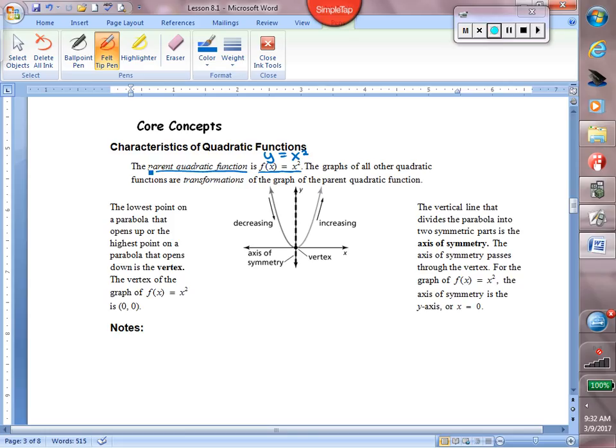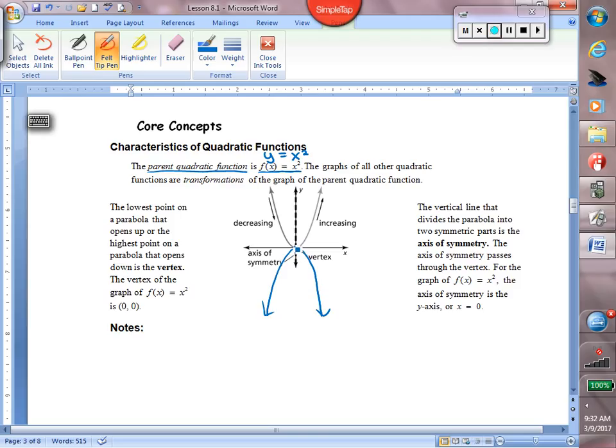The graph of a quadratic function, we see the graph of y equals x squared below. The graph is called a parabola. Parabola is kind of a U-shaped graph. It could open up, like you see below, or it could open down, like this. Two of the important features on the parabola are the vertex and axis of symmetry.